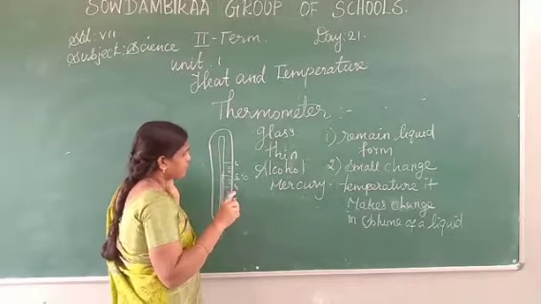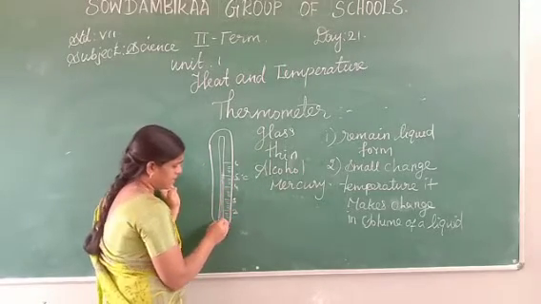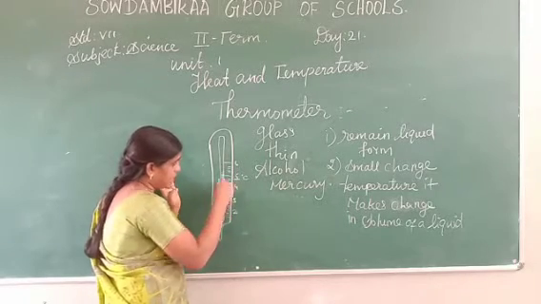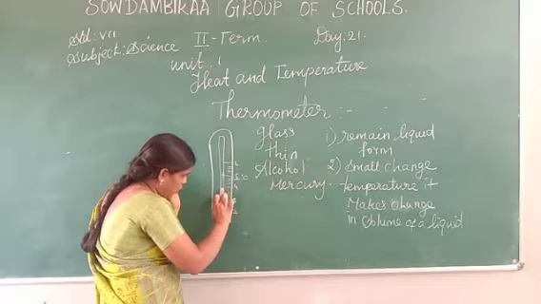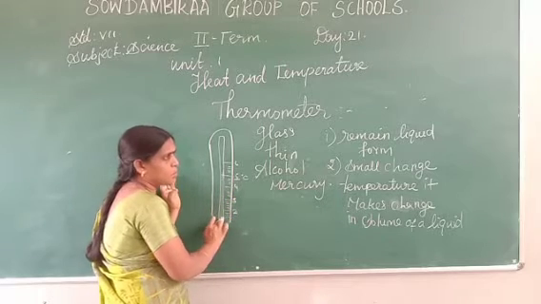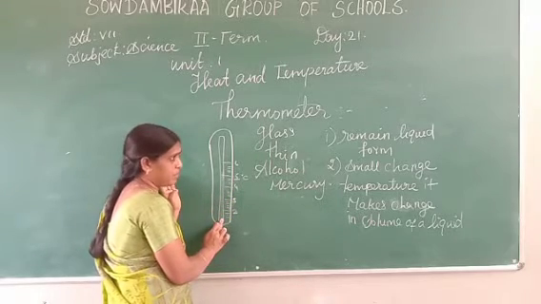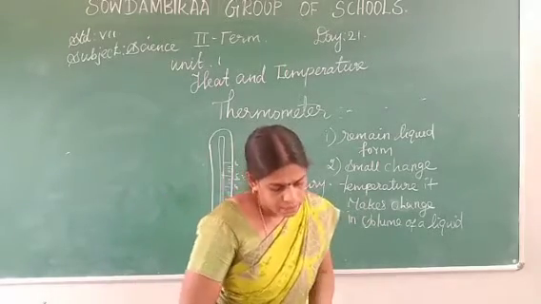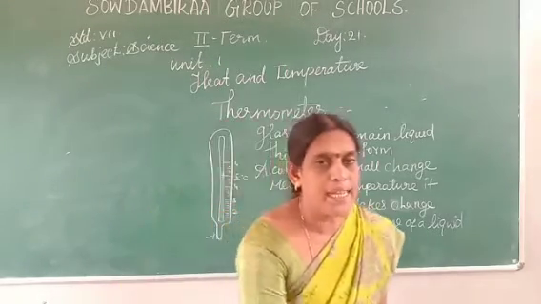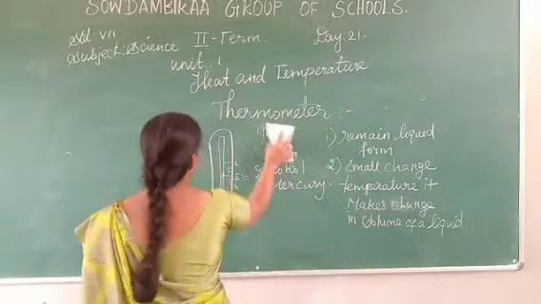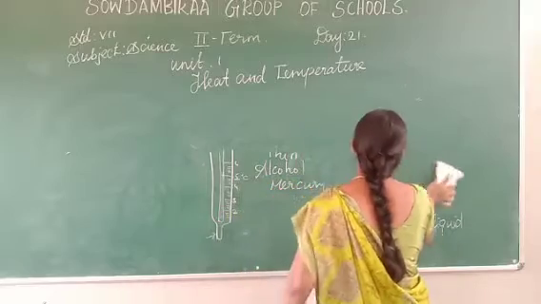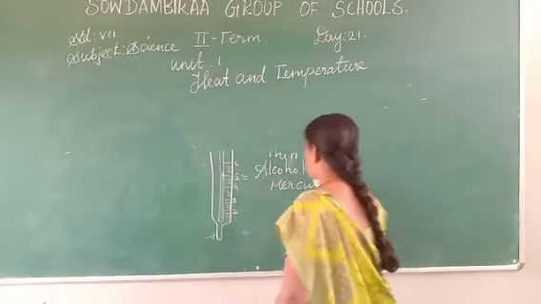Listen. If you take away the heat, the liquid comes back to its original liquid form. Then only we use alcohol and mercury. Okay. Next, the properties of mercury.